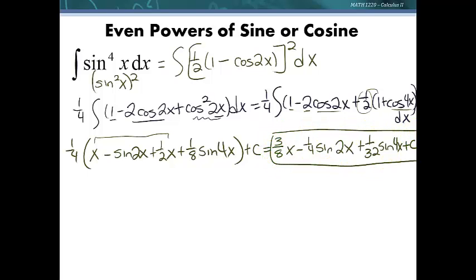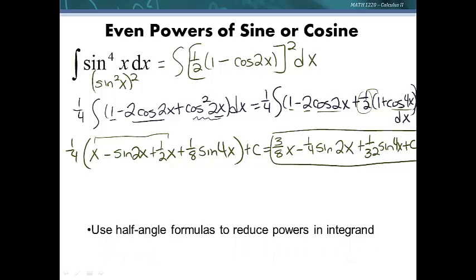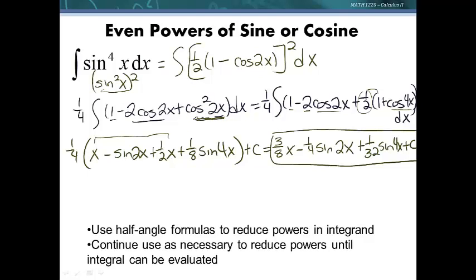So let's summarize what we did when we had an even power on a trig function. We used the half angle formulas to reduce the powers of the integrand, and we actually had to do that a couple of different times. We first used it here on the sine squared, and then we used it again right here on the cosine squared. So we continued that until we got them down to trig functions that were not raised to a power, so that we could perform the integration.